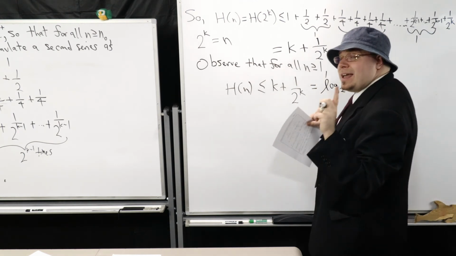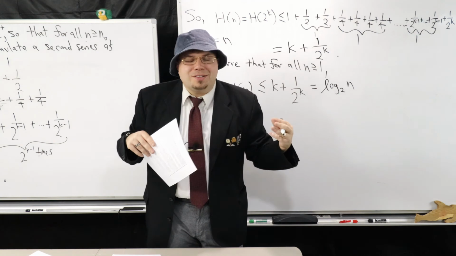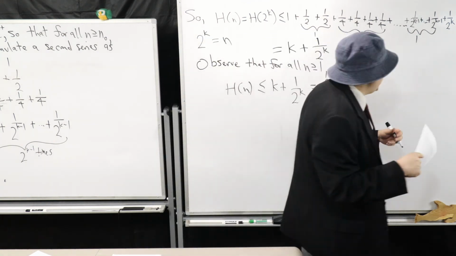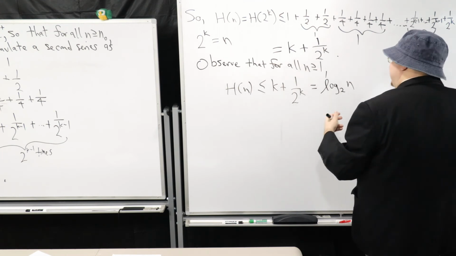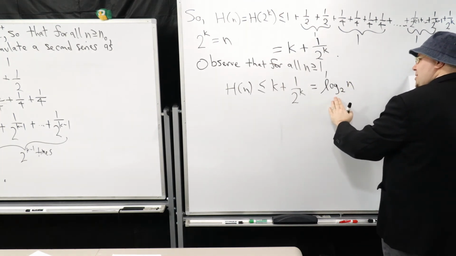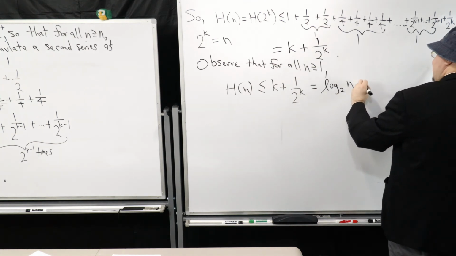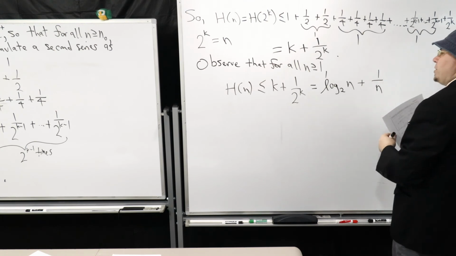And because n is a power of 2, you know it's never going to be rounding up or rounding down to the nearest integer. It's always log base 2 of n, because this will always end up being a whole number, because it's a power of 2. So everybody see that? This just comes from the definition of a logarithm. So now I have log base 2 of n plus 1 over n. Where did n come from?